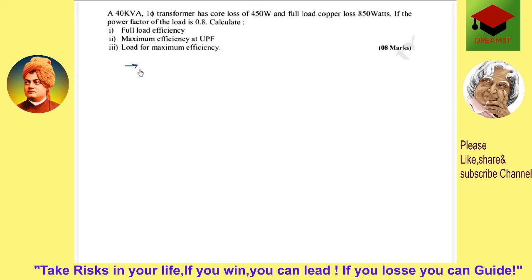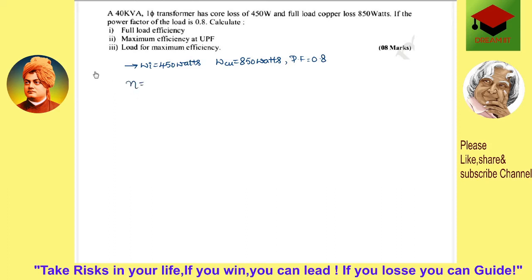So core loss means iron loss only, that is 450 watts. Iron losses are constant losses, they won't change. The full load copper loss is given as 850 watts, directly in the problem. And the power factor of the load is given as 0.8. Calculate the full load efficiency.